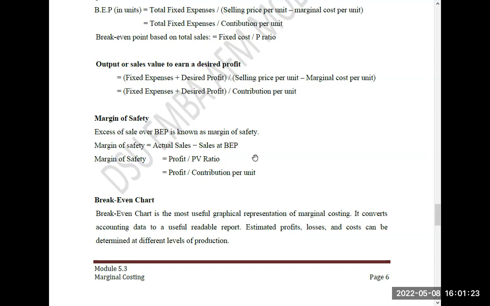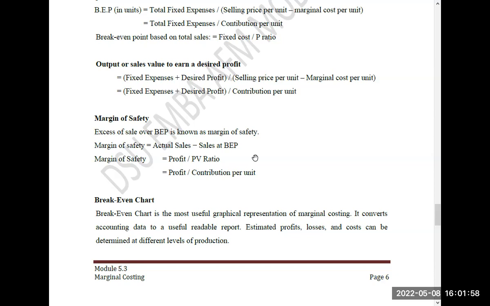Find out the contribution per unit by cross multiplication. Contribution per unit will be 630,000 divided by 120,000, which is equal to 5 rupees 25 paisa. That is the contribution. But we don't want contribution. What do you have to find out in this question?